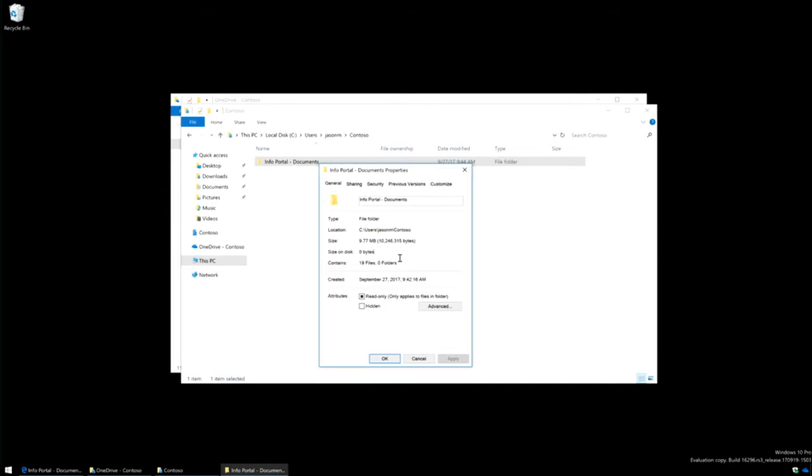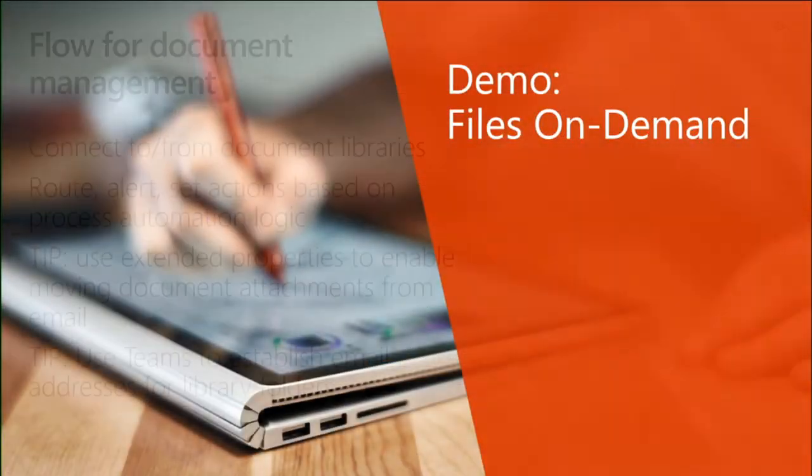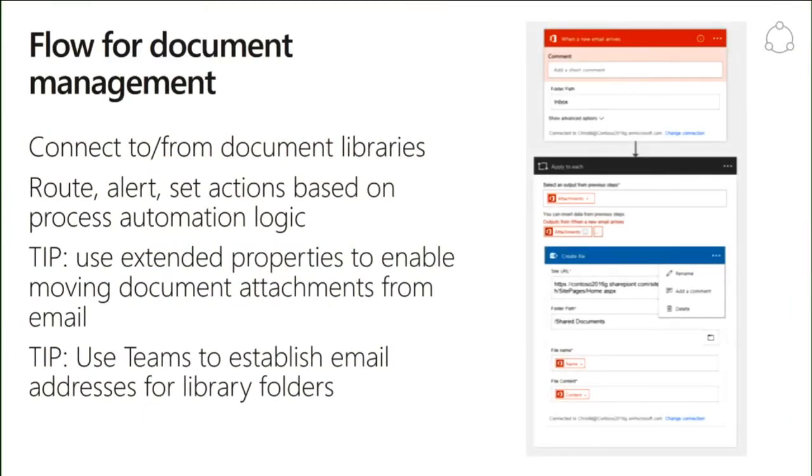So back to our charts, Chris. Let's talk a little bit about workflow and what you can do there. So just a couple of quick tips on document management. We're going to look at Flow here in just a second, but obviously Flow is our newer orchestration engine, because it's been out for more than a year now, for being able to automate personal processes as well as team and organizational processes. So Flow understands automatically how to connect to and from document libraries.